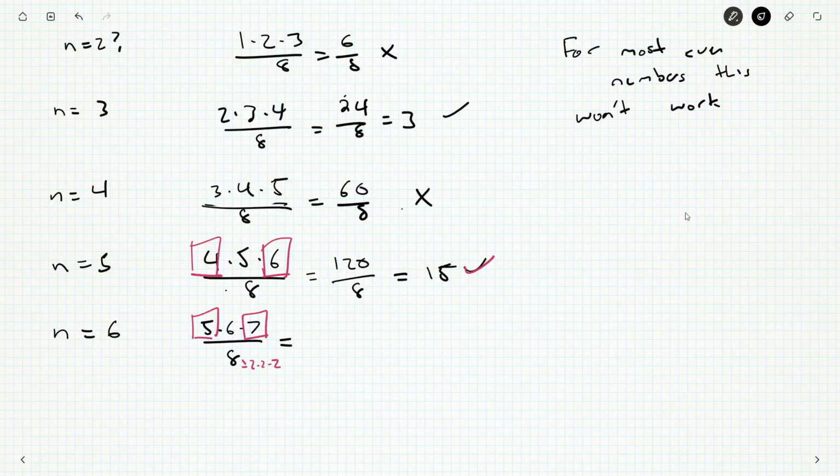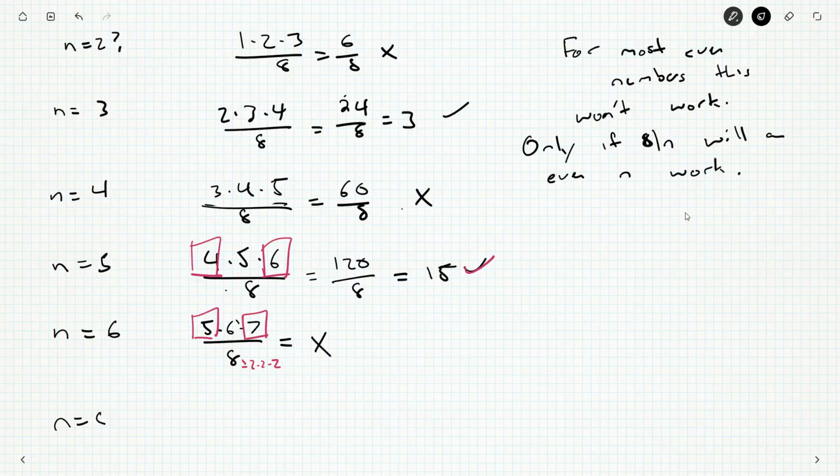So why not? Because most even numbers will just have a factor of 2 or a factor of 4. Only if n is divisible by 8 will an even n work, give us an integer, I mean. Only if all the factors of 2 that we need are in that even number will this work, because you get 2 odd numbers on either side. So n equals 6, that's not going to work out, but n equals 8, well, surely that one will work out. The 8's cancel, and we get 63, an integer.